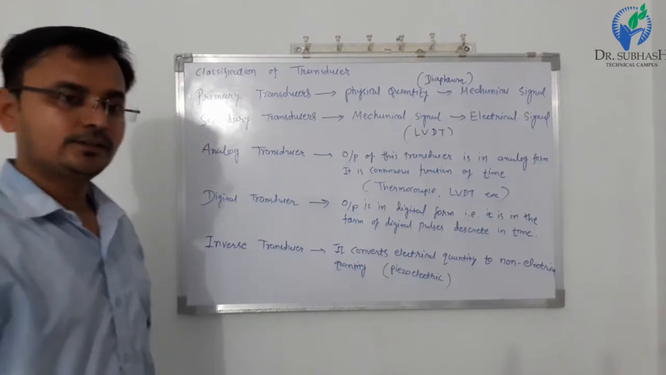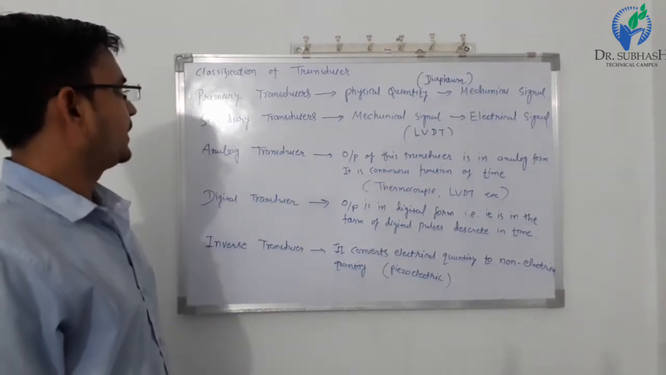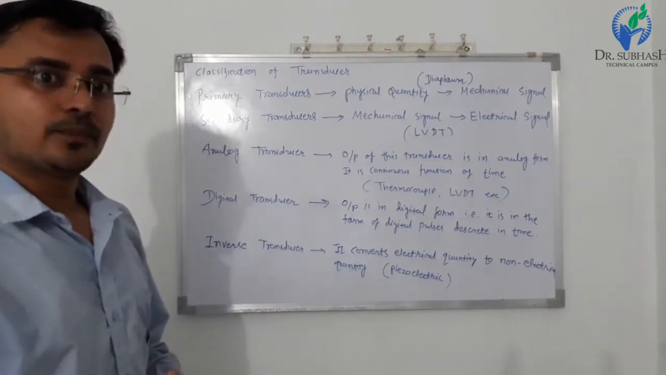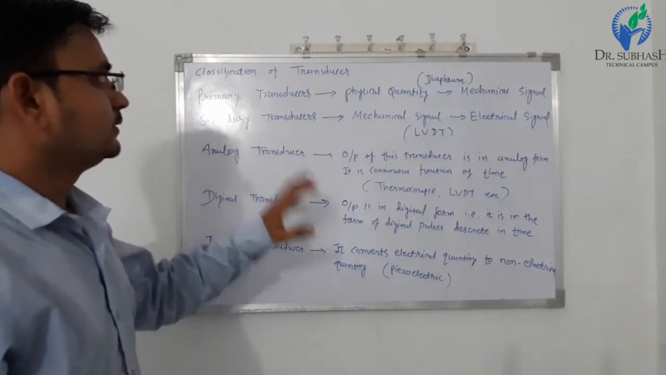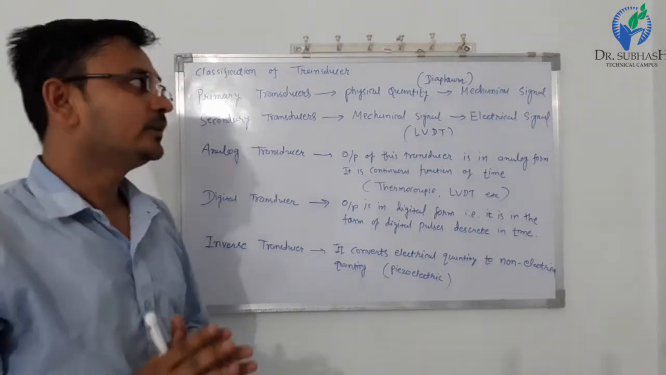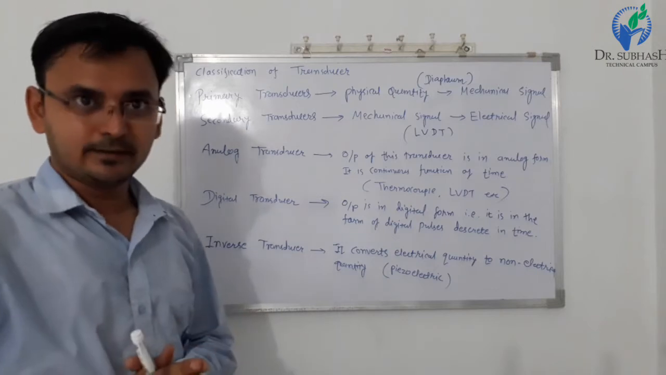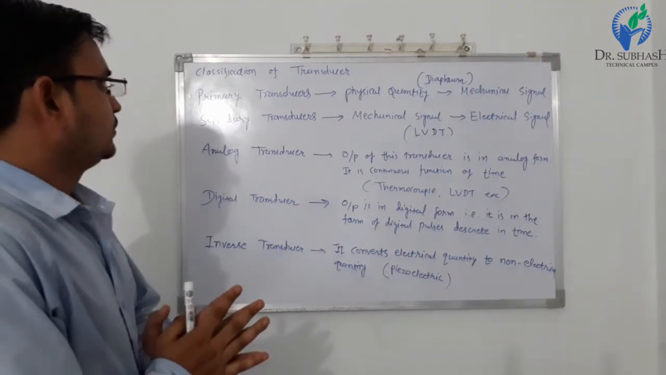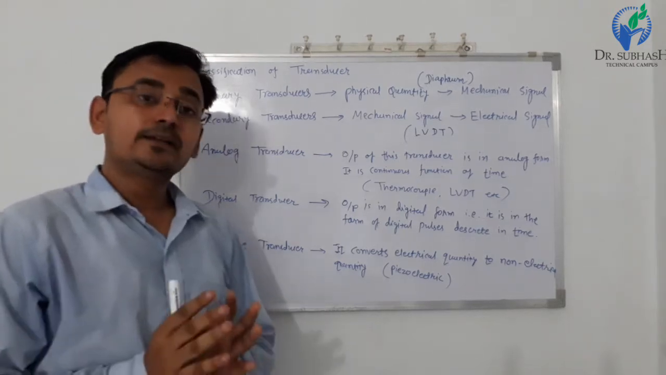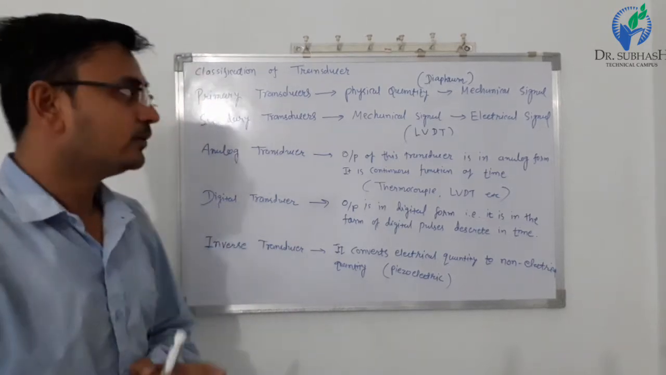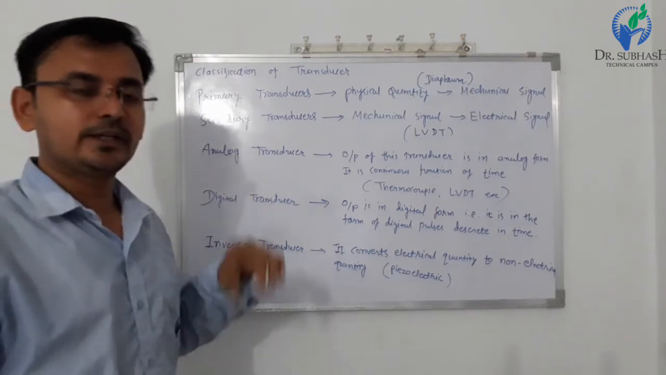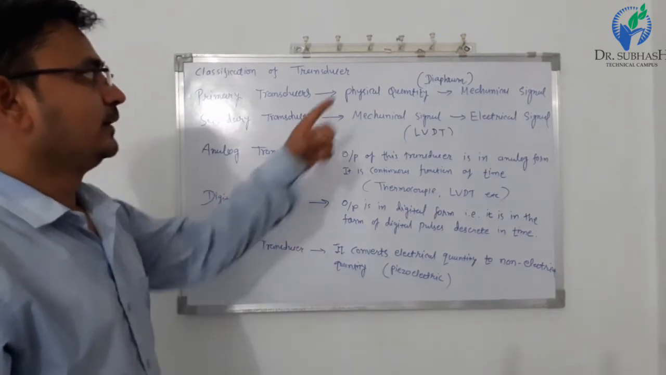Classification of transducer is continuous. Primary transducers. So what is primary transducer? This transducer converts the physical quantity to be measured into a mechanical signal. So this one is called a primary transducer. Why is it known as a primary transducer? Because the quantity to be measured is given to this transducer. So it is known as a primary transducer.